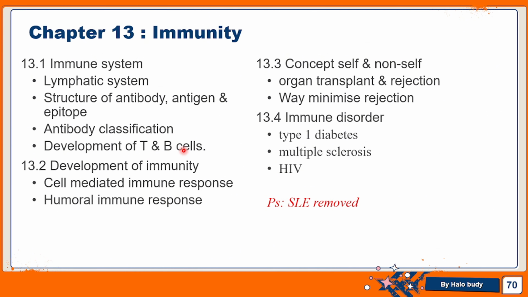Because in general, I just want to tell you, this T and B, if they are not activated, they cannot kill any pathogen. Not like the macrophage, not like the neutrophil. Neutrophil, macrophage, and basophil can directly kill. If they see any pathogen, they just kill it. If they recognize this is a pathogen, they will kill directly. They don't need to be activated.